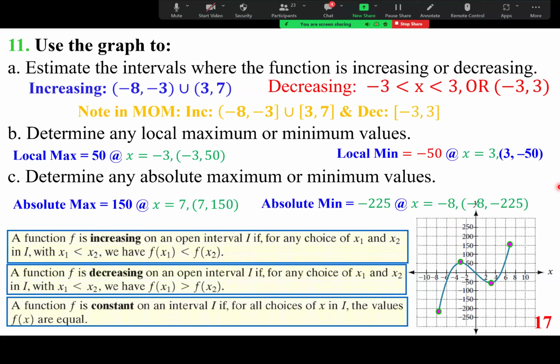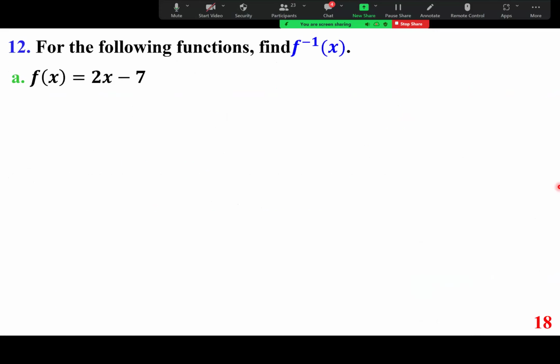All right, it's time to move on to the next question. For the following function, find f inverse of x. And as you recall, first thing first, we change f of x to y because it makes it easier to work with.